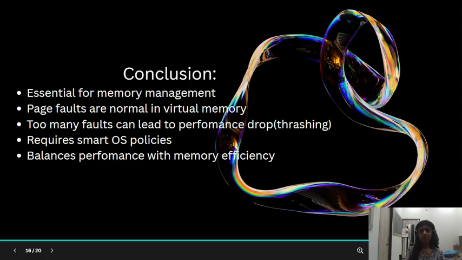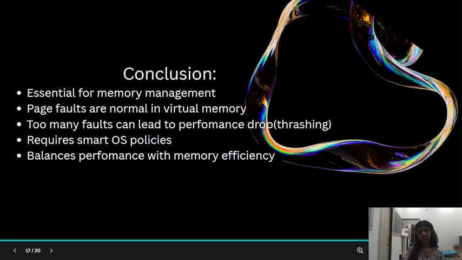So finally, the conclusion. Page fault handling mechanism is essential for memory management since if the RAM has low memory, then there are chances of thrashing. So we need to manage the memory accordingly. Page faults are normal in virtual memory. Too many faults can lead to performance drop. That is thrashing, as we discussed earlier. Requires smart OS policies, balances performance with memory efficiency.